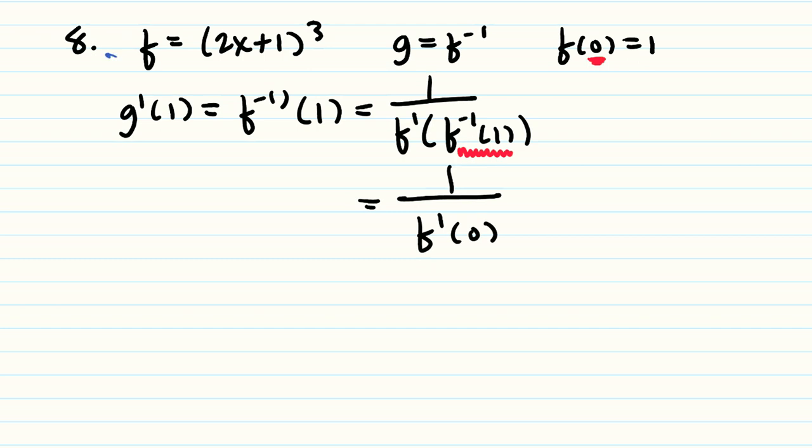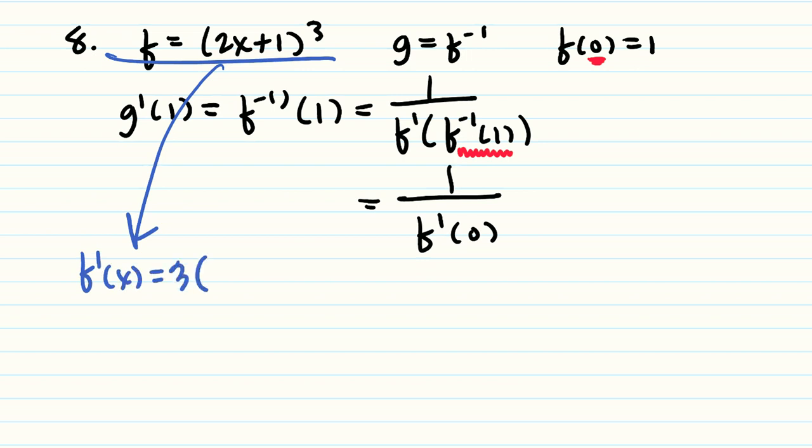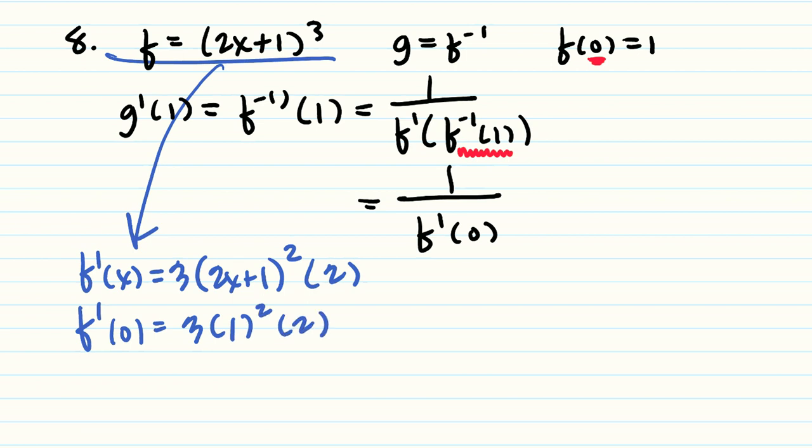And I'm going to need to figure out what f prime of 0 is by finding out what f prime of x is. That's going to be 3 times the thing to the 2 power times the derivative of that thing. All right, and then I need f prime of 0 equals 3 times 1 squared times 2, which is equal to 6. So that's equal to 1 divided by 6.